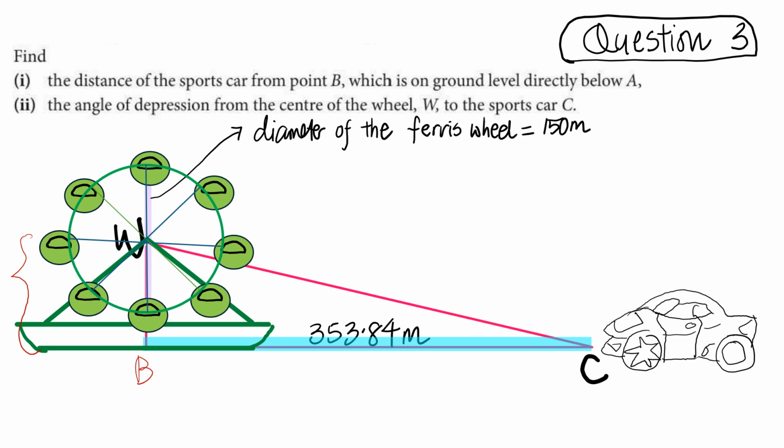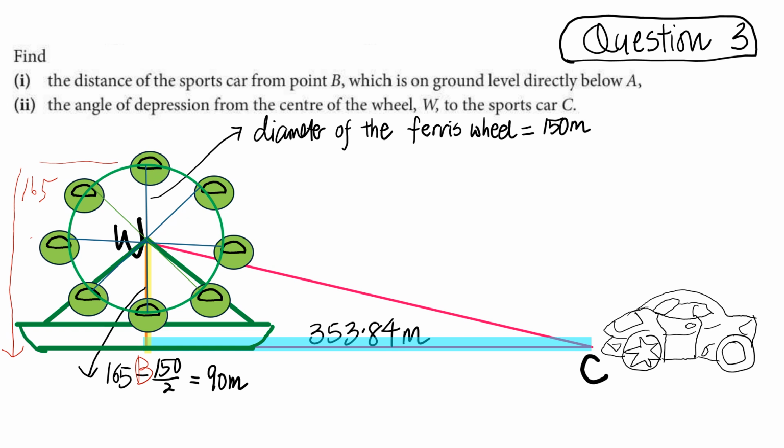So the radius will be 75, right? That means the radius is 75. So the one highlighted in blue will be 165 minus 75. Let me repeat in case you are confused and don't know what's going on. The height of point A to point B is 165, right?